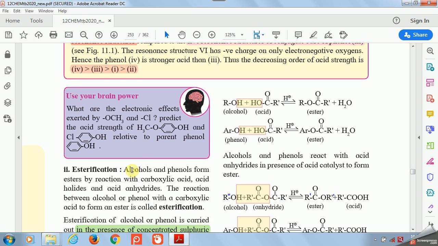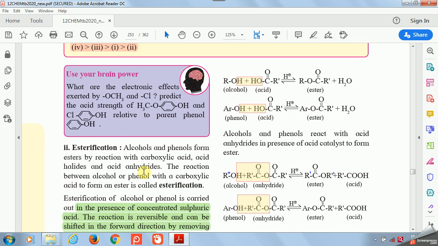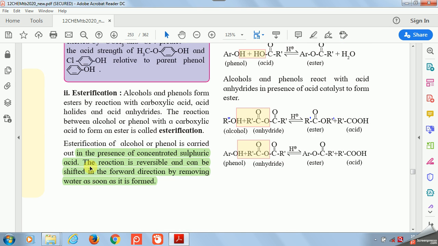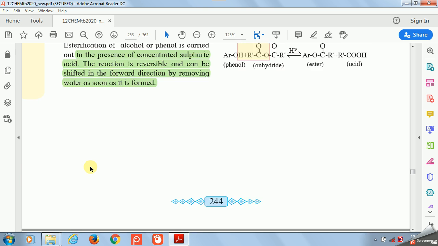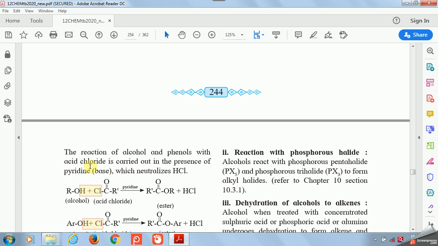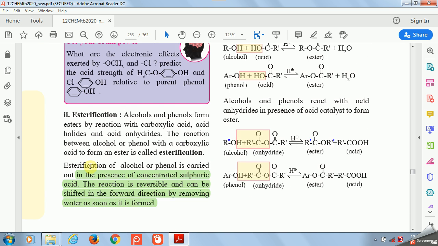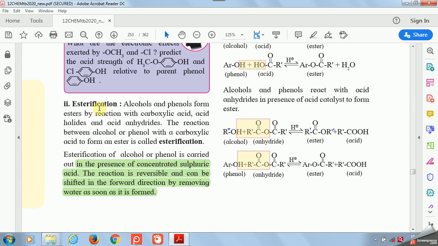So this is about the acidic character due to breaking of the OH bond. The next property is the formation of ester. So let us see formation of ester from this alcohol and carboxylic acid. The process is called esterification.